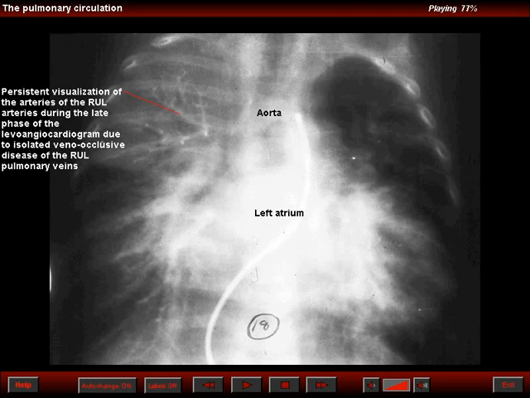If this was due to occlusion of the pulmonary arteries, we would have seen abrupt cutoff and the filling defects, which are the pathognomonic sign of pulmonary thromboembolism.